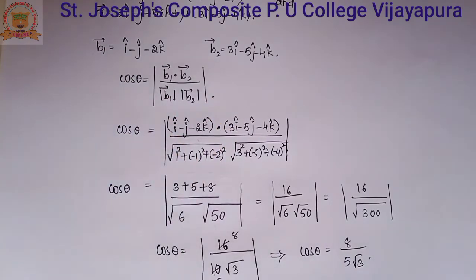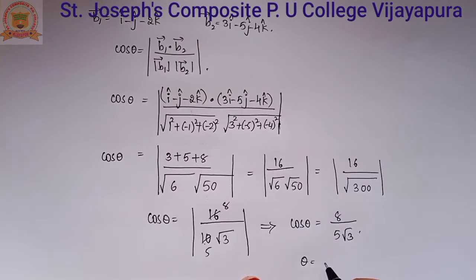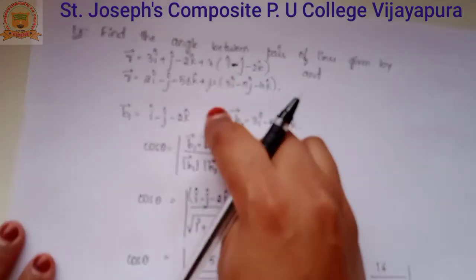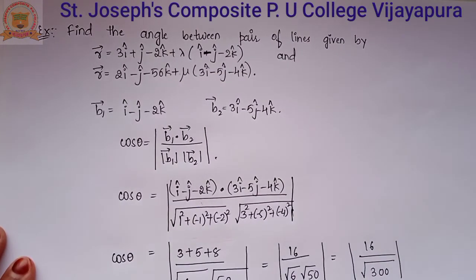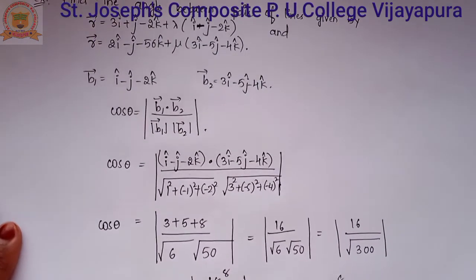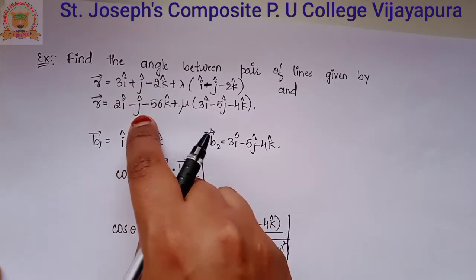And theta is equal to, taking cos inverse on both sides, we get theta is equal to cos inverse of 8 by 5 root 3. This is the required angle between the two lines. This cos inverse of 8 by 5 root 3 is the required angle between the two lines L1 and L2.